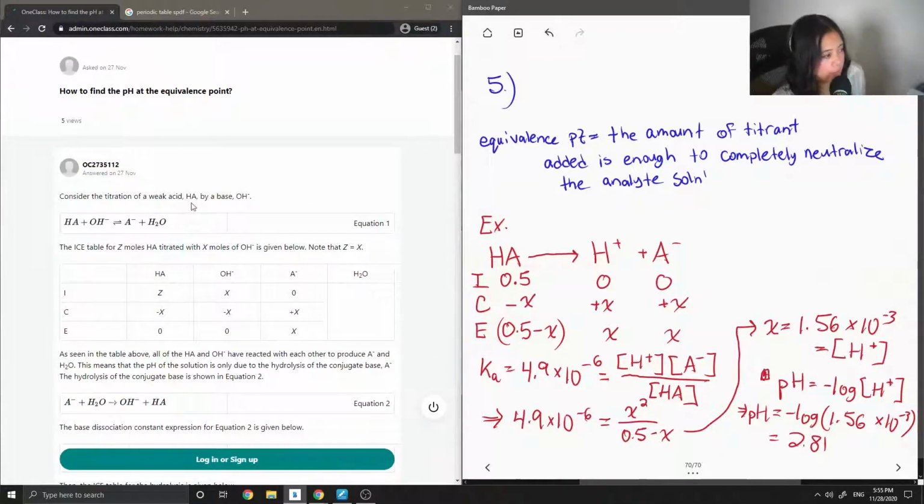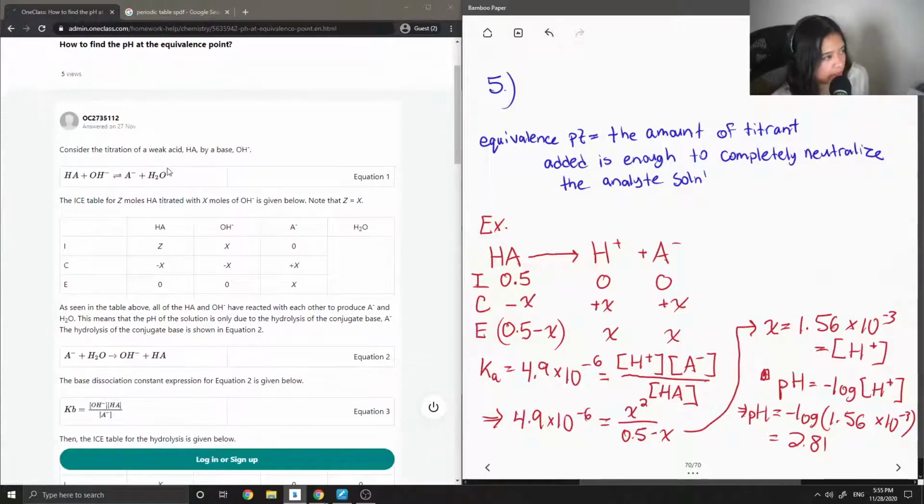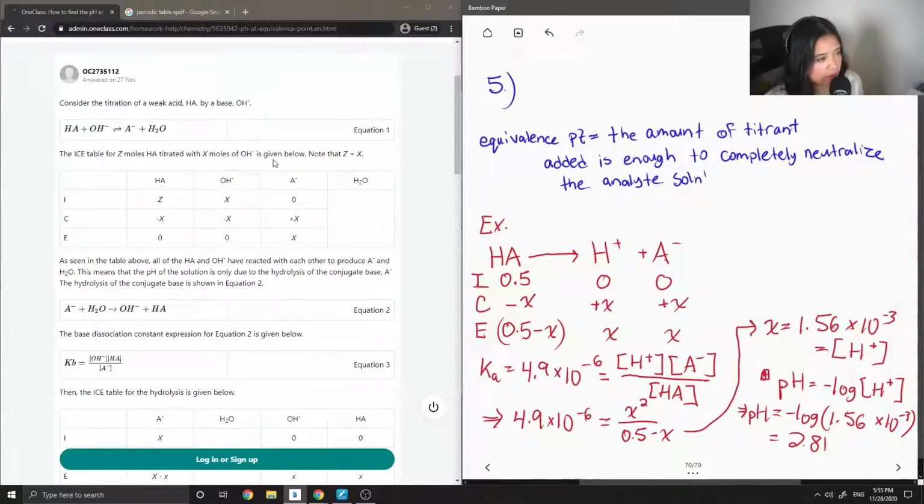And for the junior tutor's answer, they said to consider the titration of a weak acid by a base OH minus. So this requires a little more steps than just having a strong acid example. So they say to consider this titration. So this is the reaction where the weak acid plus OH minus makes A minus plus H2O. The ICE table for Z moles HA titrated with X moles of OH minus is given below. Note that Z is equal to X. So here they have a similar ICE table.